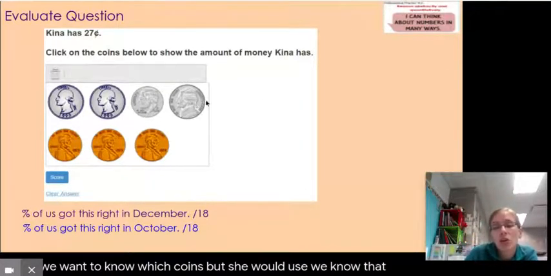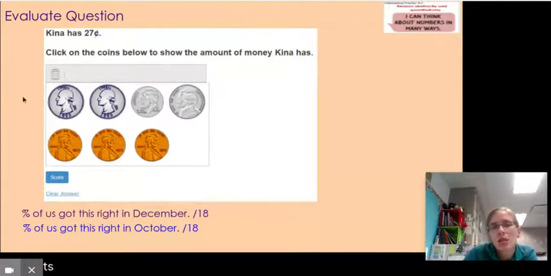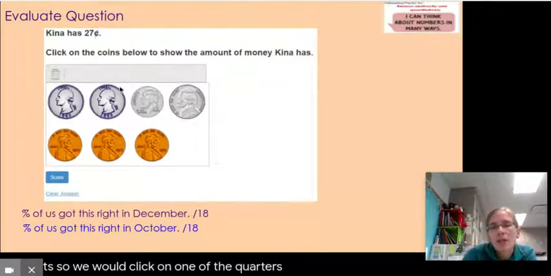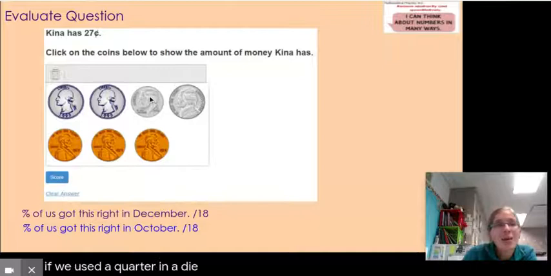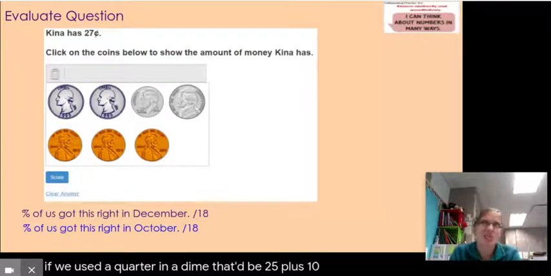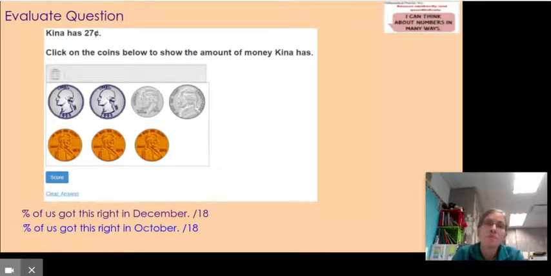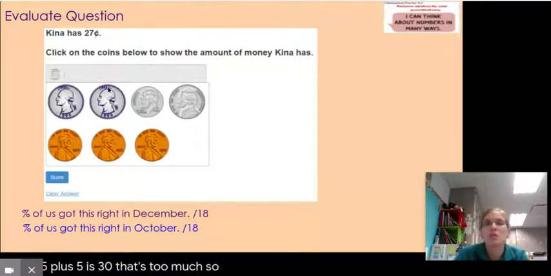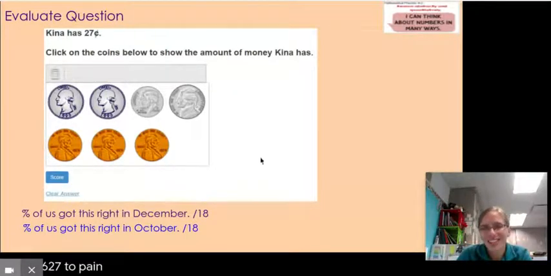We know that a quarter is 25 cents, so we would click on one of the quarters. 2 quarters is too much. That's 50 cents. If we used a quarter and a dime, that'd be 25 plus 10. That'd be 35. That's too much. A quarter plus a nickel, 25 plus 5 is 30. That's too much. So we would use one of the quarters and then 26, 27, 2 pennies.